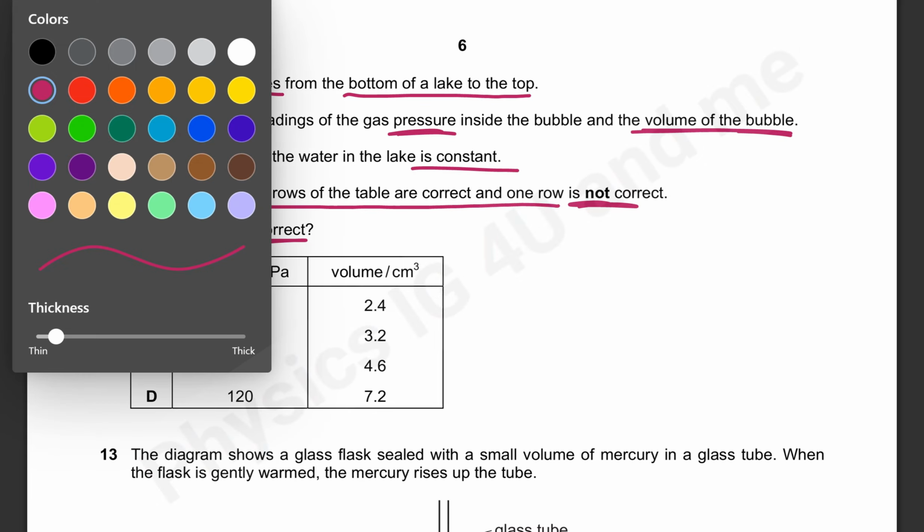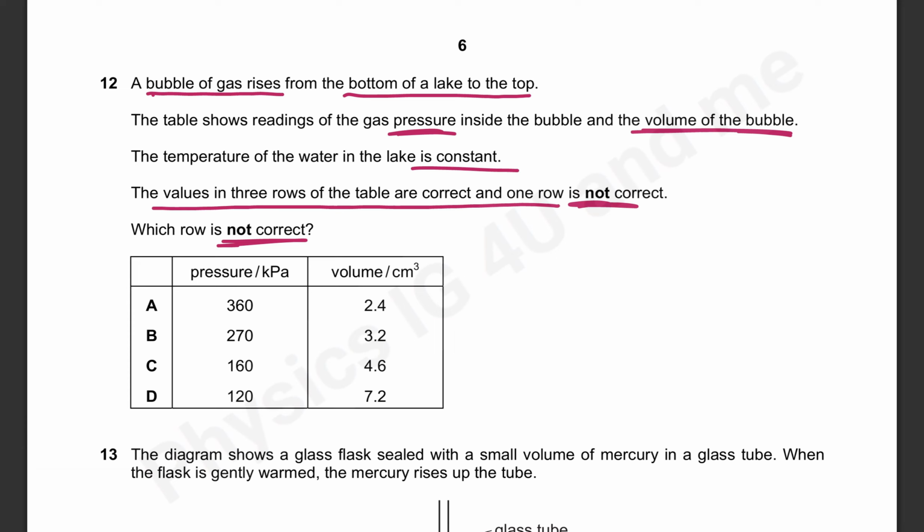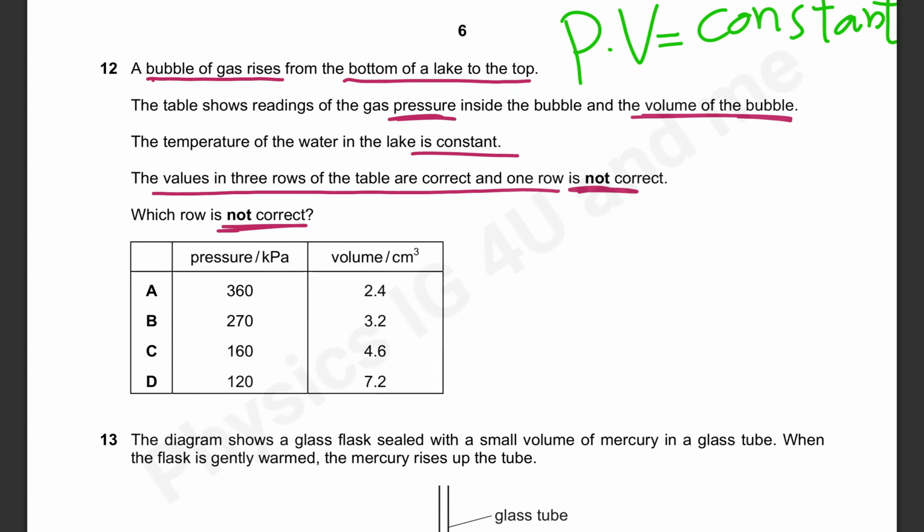Okay, let's remember, when the bubble goes from the bottom of the lake to the top, there will be less pressure. It means its volume will increase. We have to remember something, that pressure multiple volume is a constant value. It doesn't change. So I have to check which option will give a constant PV value. So here I have to multiply the pressure multiple volume. They should be the same.